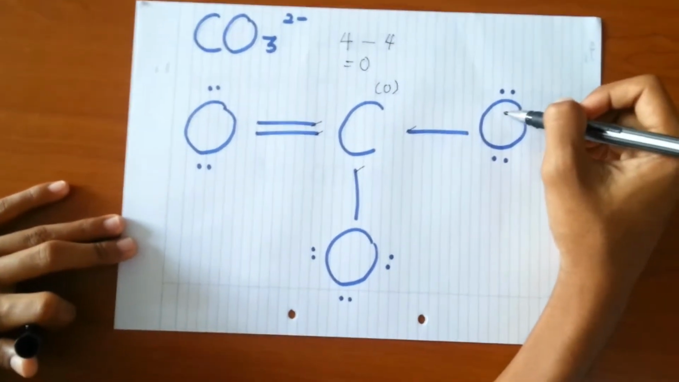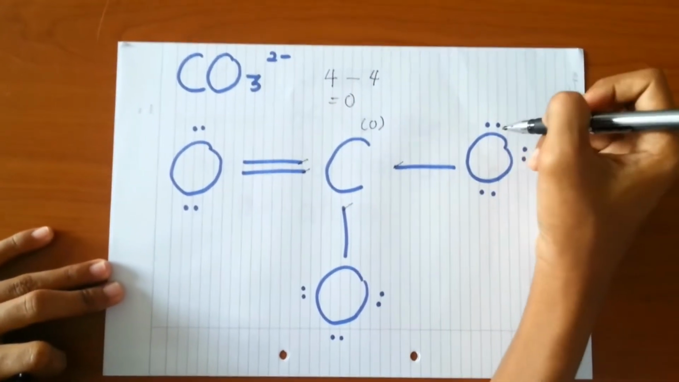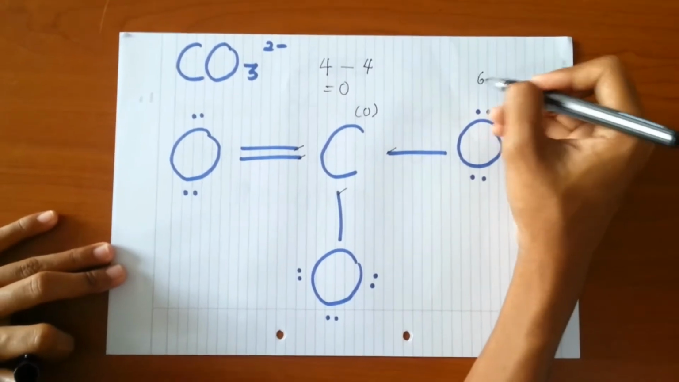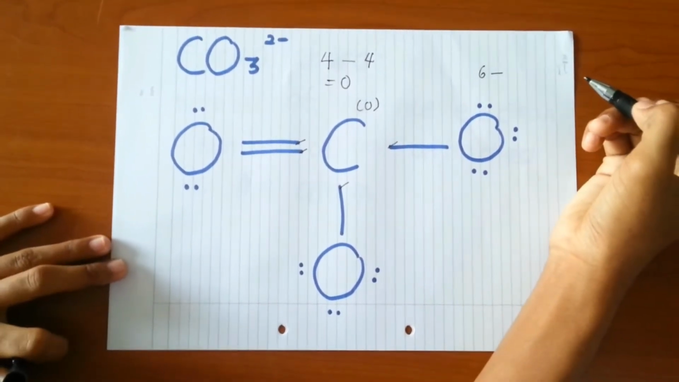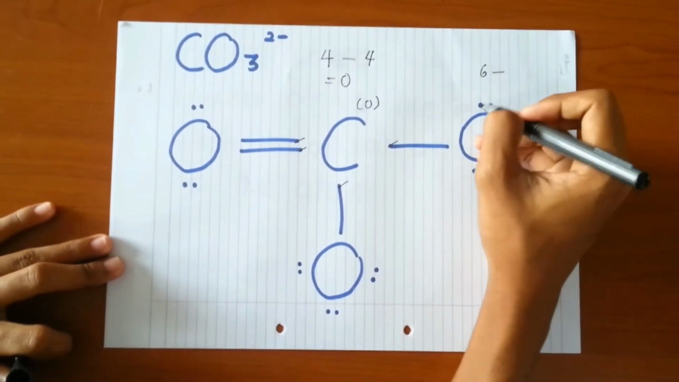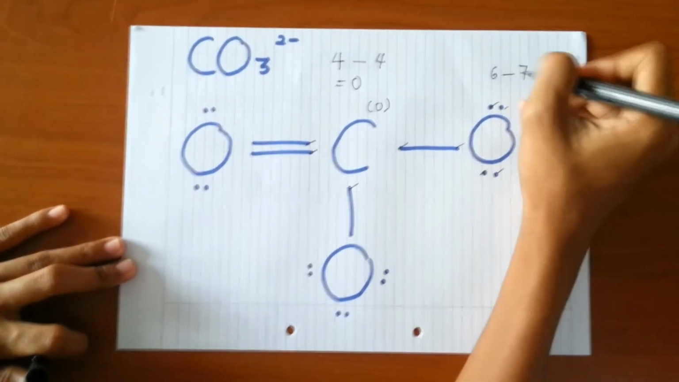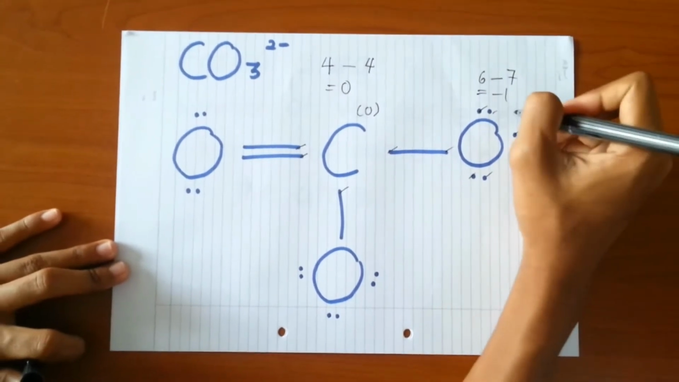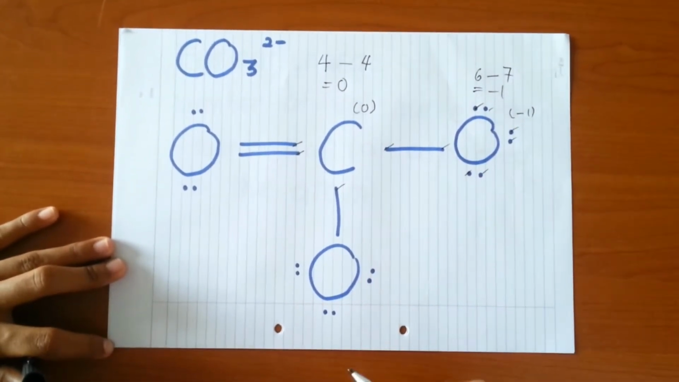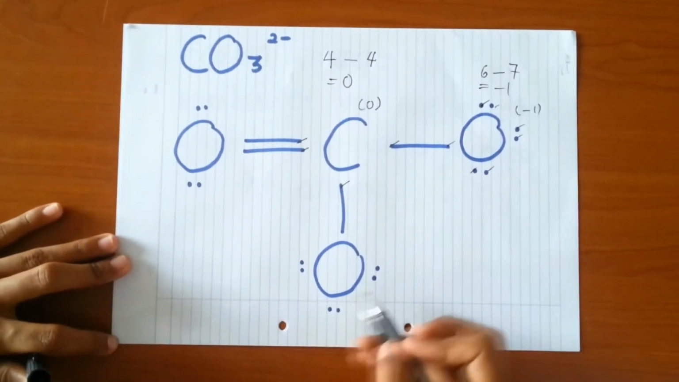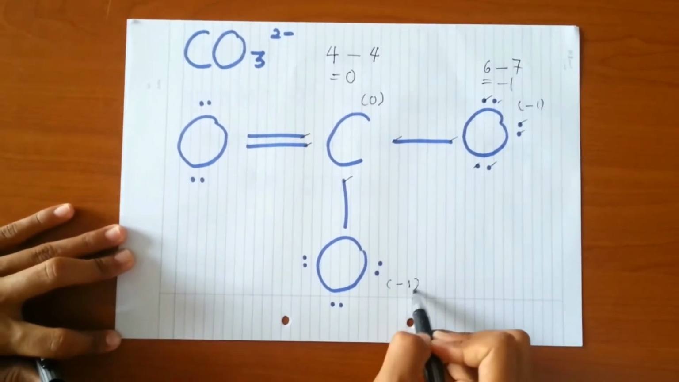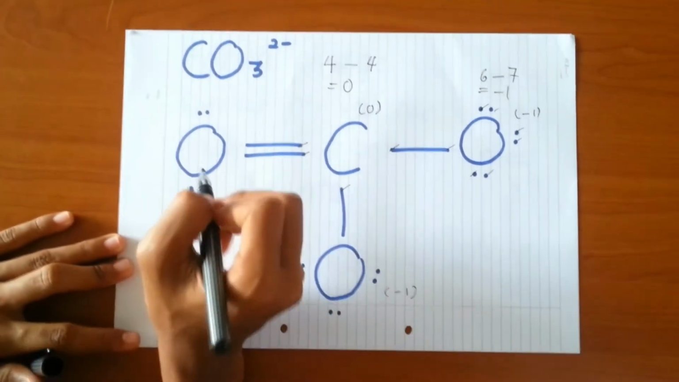Let's see for the oxygen atom. The oxygen atom's valence electron is 6, and the number of pairs attached to the atom is 1, 2, 3, 4, 5, 6, 7. 6 minus 7 is negative 1. The formal charge here is negative 1. Same for this oxygen atom. Yes, negative 1.